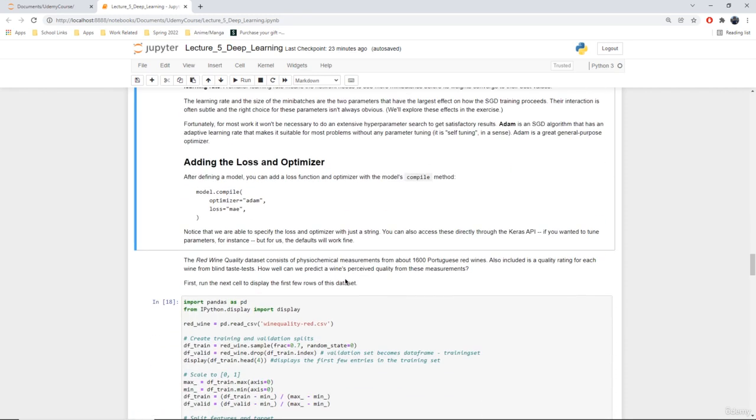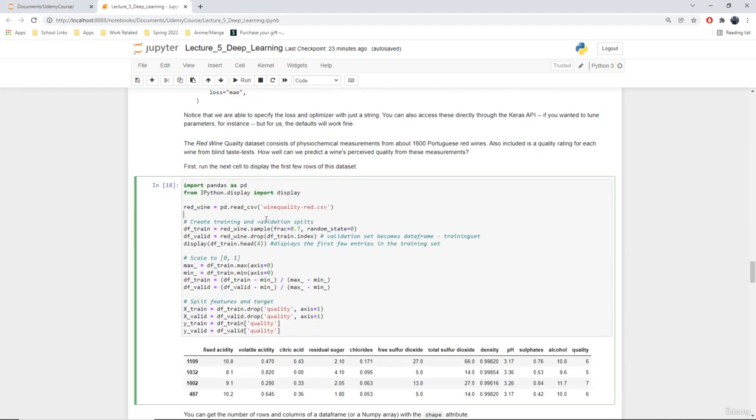So to actually add the loss and the optimizer, we simply use the model's compile method and just pass in these two arguments as strings. This is pretty convenient. So now let's get into actually applying this architecture to solve a real world problem.